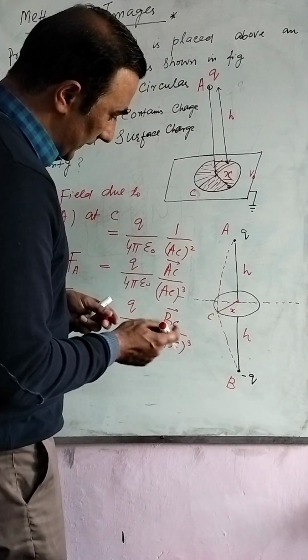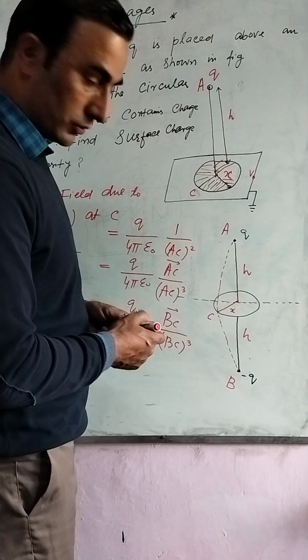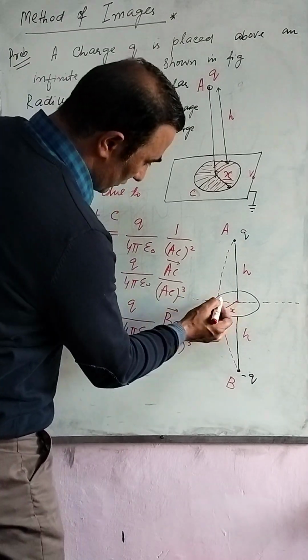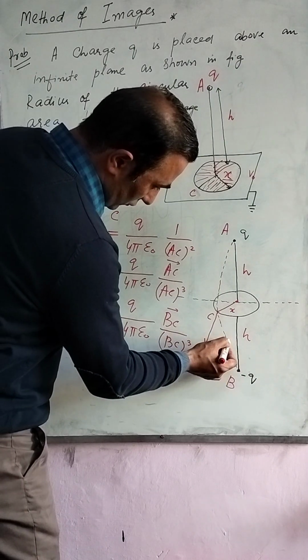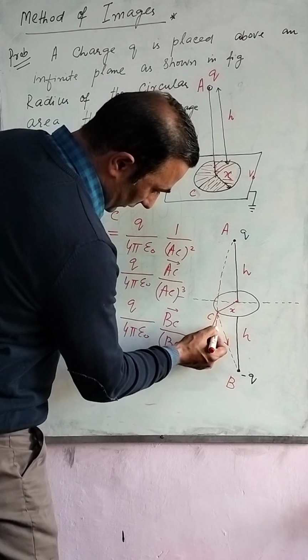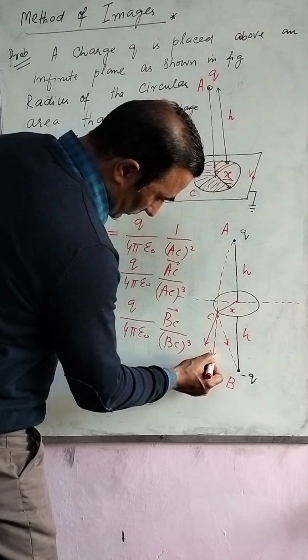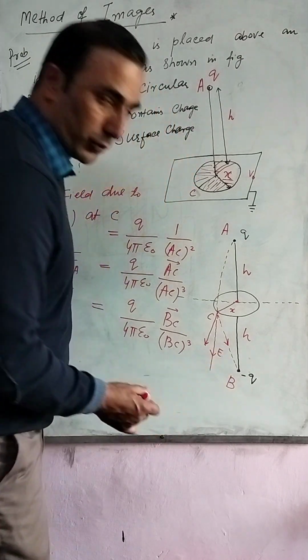Now, what will be the direction of the field at this point? What is the direction of field? Because this is a positive charge, it will repel, so it will be like this, and this will attract, so it will be like this. Using that triangle of vectors, we can resolve it. So this will be the direction of the field at the point.